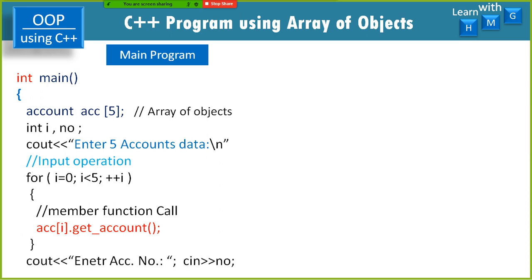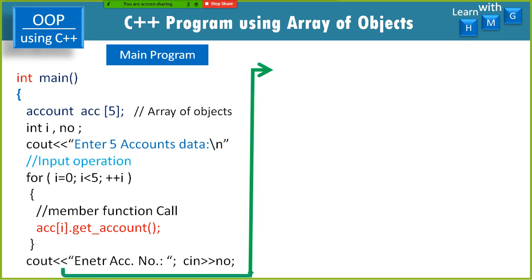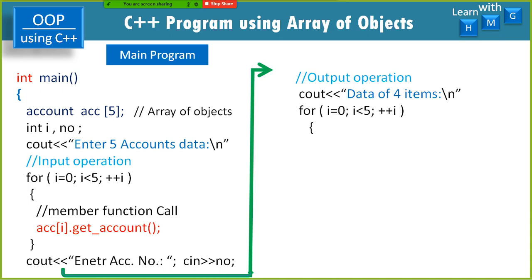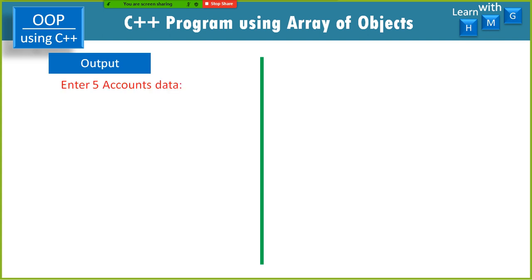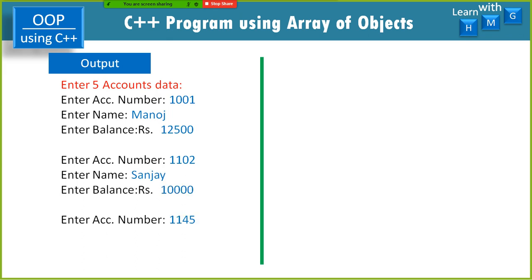Then we accepted the account number to search. For that we have used the NO variable, and we accepted the account number, that is cin NO. After that, in the output operation, in the loop, again for 5 iterations we have called this display balance function, and in the display balance function we have put the if condition. If NO is matching, then only the account details will be displayed, and we have ended the program.